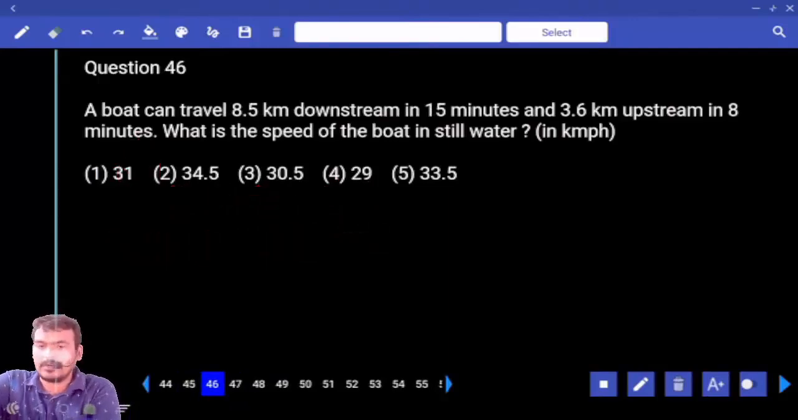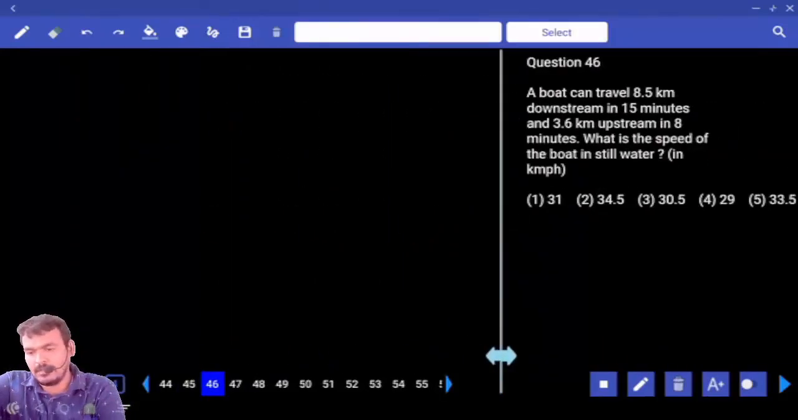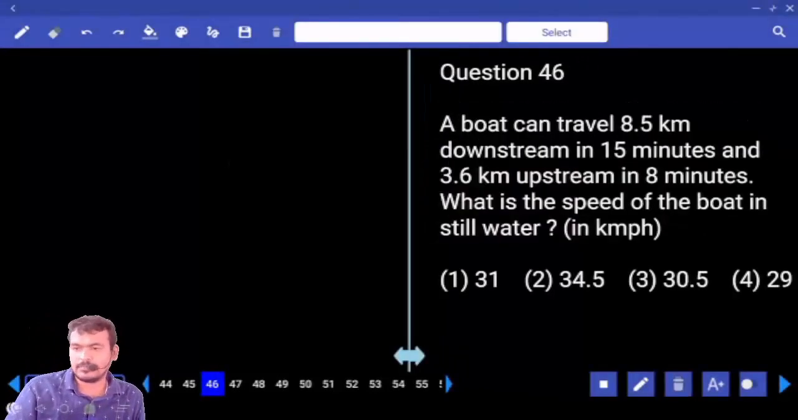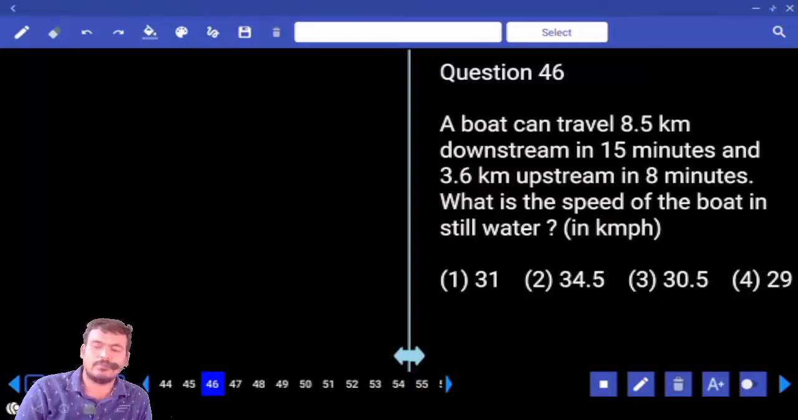Next question number 46. Question is related to boats and streams. A boat can travel 8.5 kilometers downstream in how many minutes? 15 minutes. And 3.6 kilometers upstream in how many minutes? 8 minutes. What is the speed of the boat in still water?